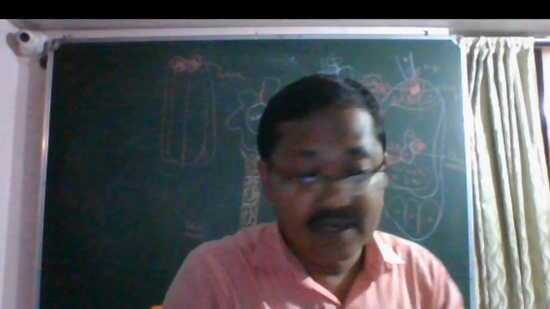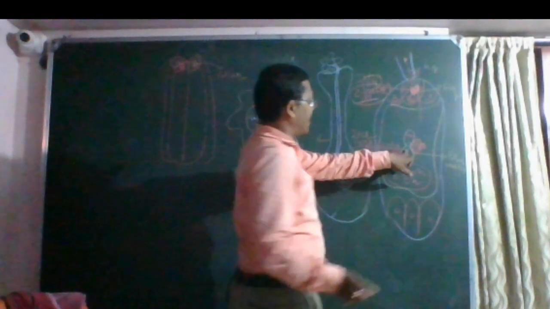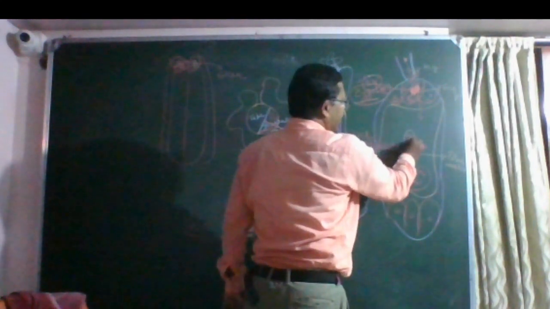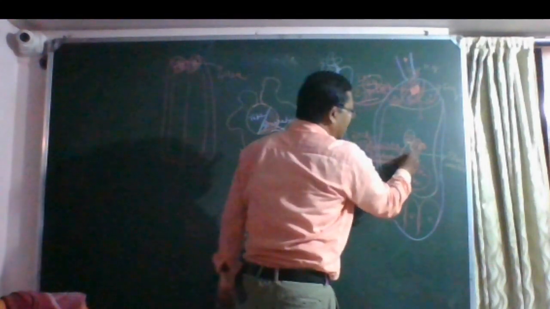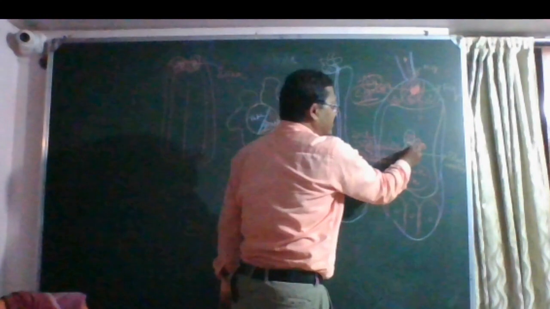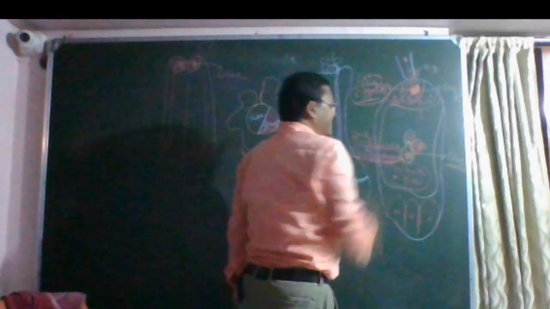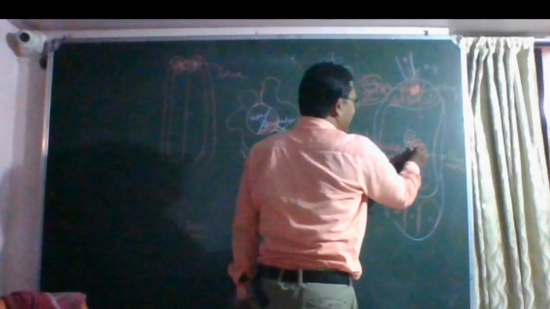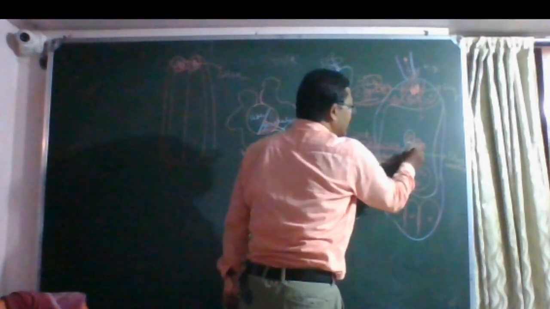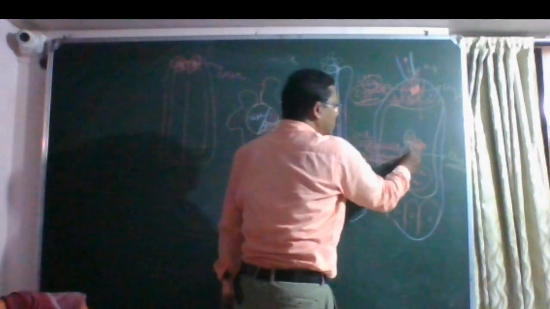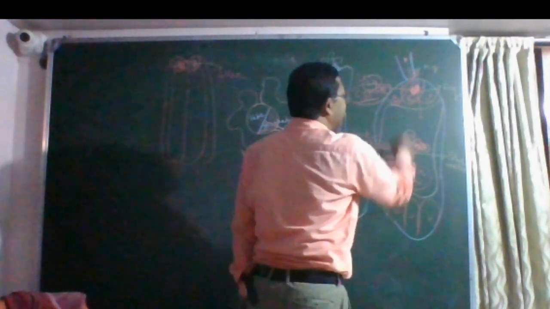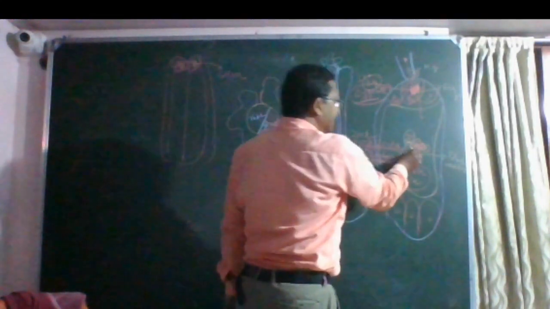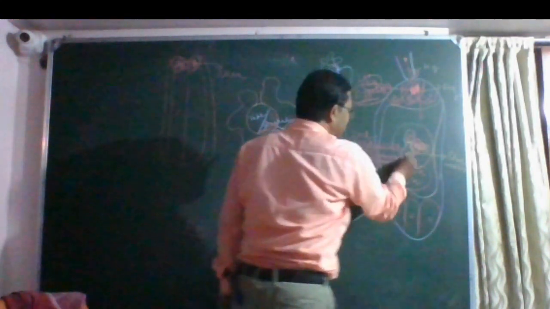And what is triple fusion? Here, this is the triple fusion. Two polar nuclei: this is polar nucleus number one, and this is polar nucleus number two. When these two polar nuclei fuse, it is a single fusion, and later the male nucleus fuses with it. This is the 1, 2, and 3. Three nuclei fuse at the center of the central cell of the embryo sac. This is called the triple fusion.